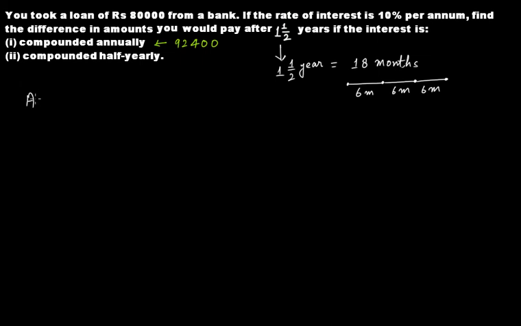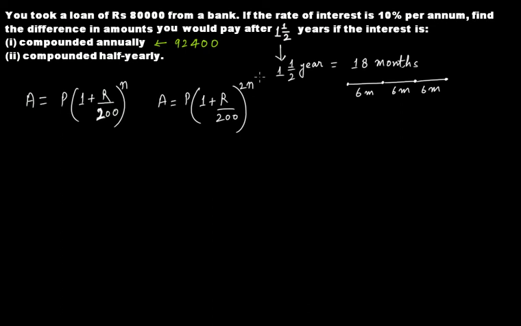Let's write that. A is equal to P(1 + R/200)^(2N) in case of half yearly, and another is A is equal to P(1 + R/200)^N. Both are the same thing. These two formulas are the same. The only difference is if you know the number of periods of 6 months, like in this case, I'm talking about this formula, this one.